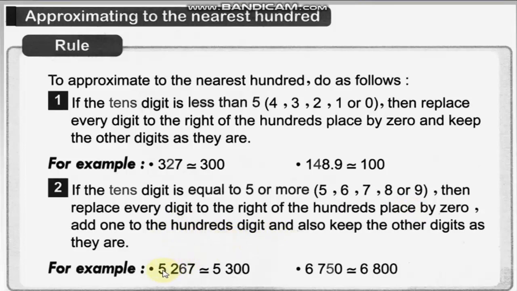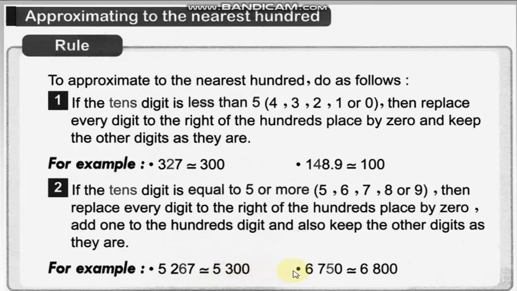For example, 5267. The hundreds digit here is number 2. Look at the tens. The tens digit here is number 6. 6 is more than 5. So we replace the tens and ones by zeros. So 6 and 7 are zeros, and add 1 to the hundreds. The hundreds digit here is number 2. 2 became number 3 and keep number 5 with its value. So 5267 approximated to the nearest hundreds is 5300.